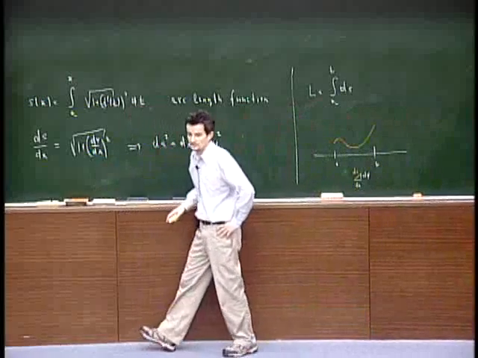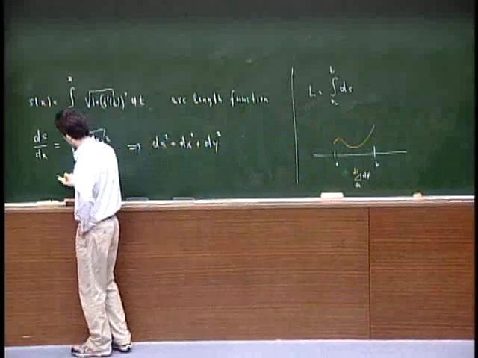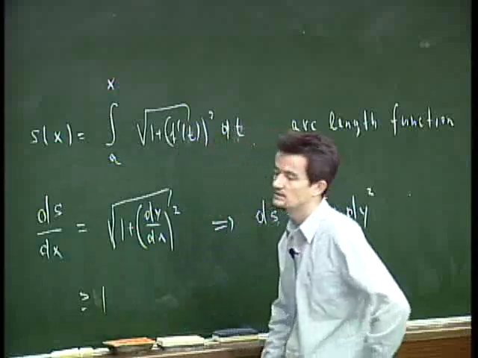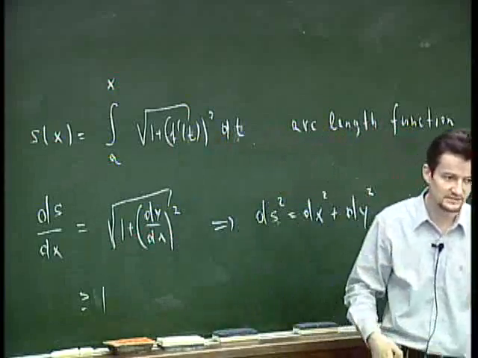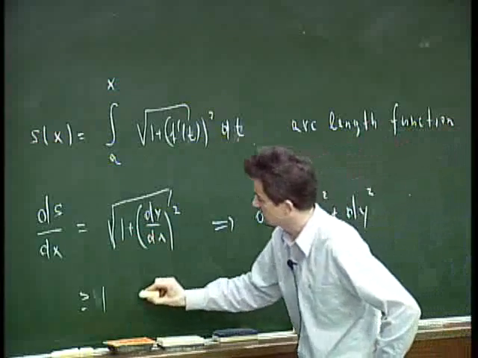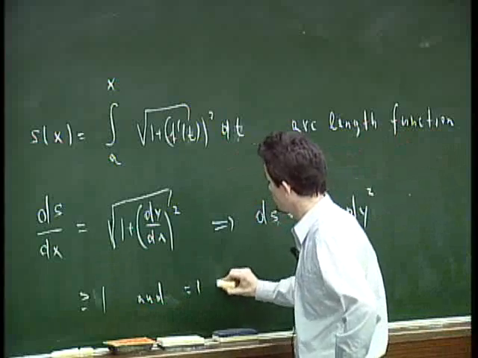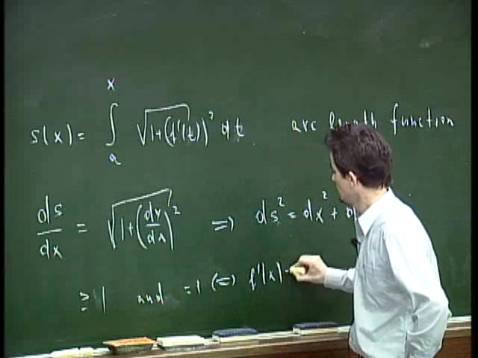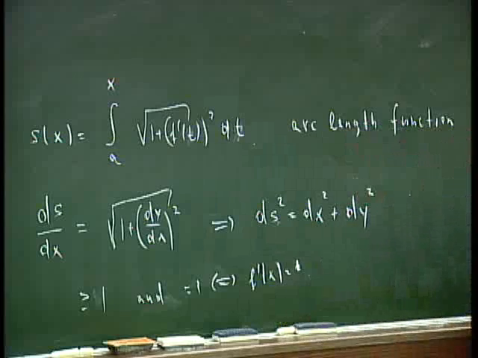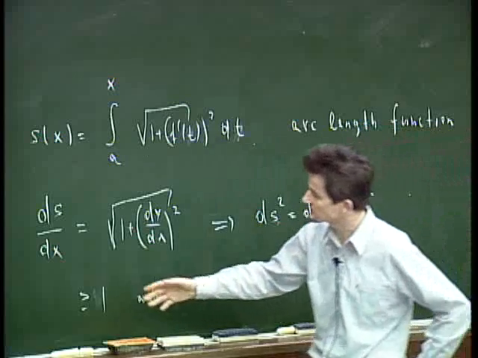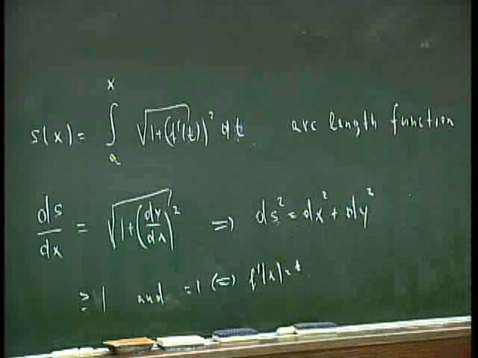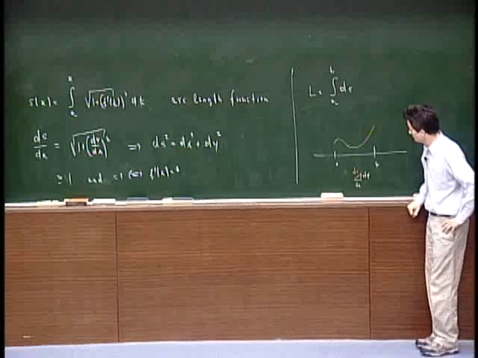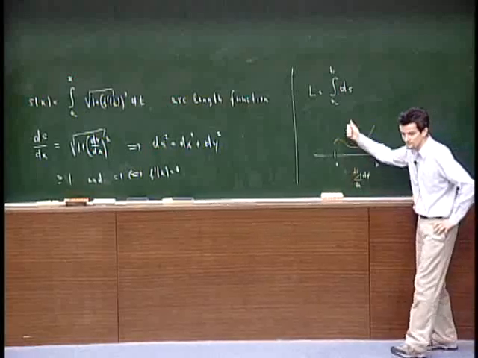You also see here that the arc length function is always larger or equal than 1. So you see that the rate of change of the arc length with respect to x is always larger or equal than 1, and equal to 1 if and only if the derivative equals 0. This is something which is clear. This just expresses that in this triangle, as x is getting larger and larger, ds is growing faster.